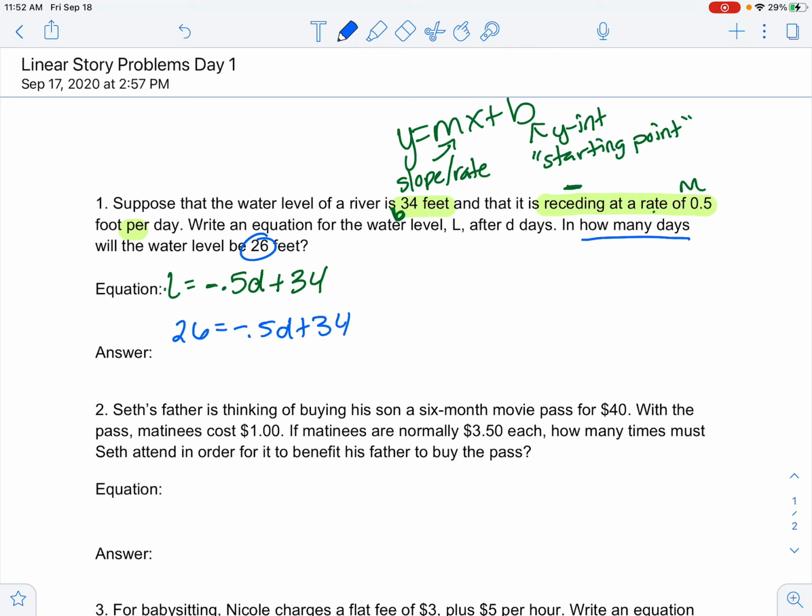I want you to pause the video and solve for D. Okay, so you should have subtracted 34 to the other side to get negative 8. And then you should have divided negative 8 by negative 0.5 to get 16 equals D. What does that mean? That means after 16 days, the water level will hit 26 feet. Okay, let's try the next one.